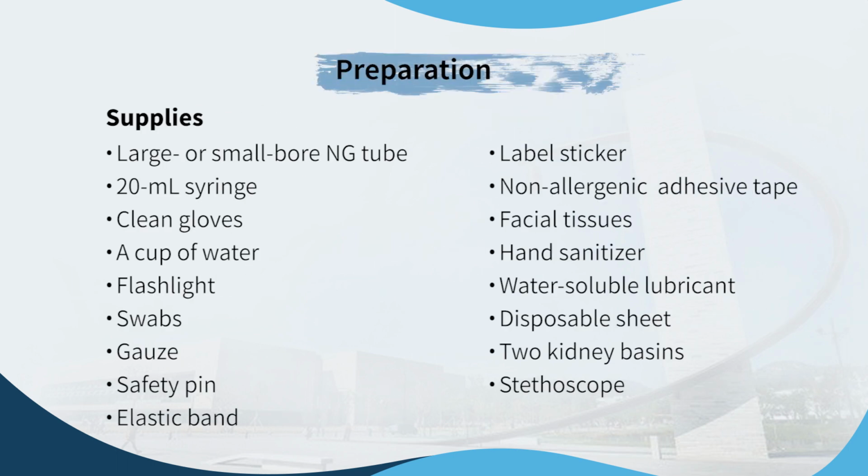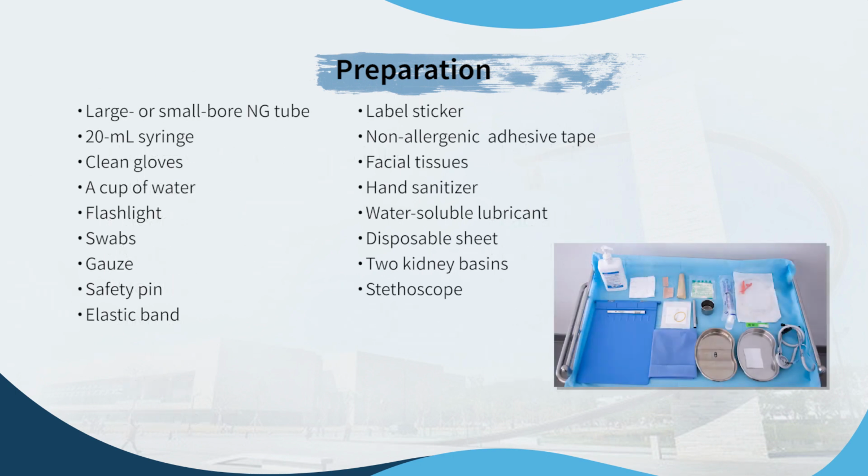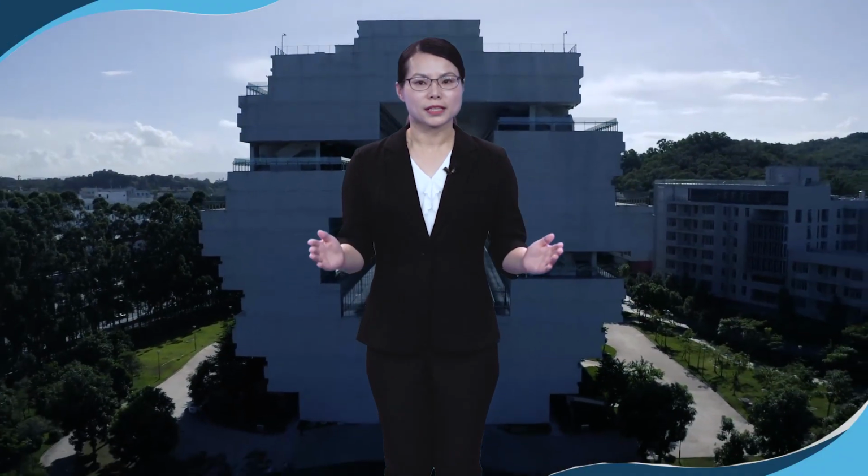The supplies include large or small bore entry tube, 20 ml syringe, clean gloves, a cup of water, flashlight, swabs, gauze, safety pin, elastic band, label sticker, non-allergenic adhesive tape, facial tissues, hand sanitizer, water-soluble lubricant, disposable sheet, 2 kidney basins, and a stethoscope. Now, let's start the procedure.